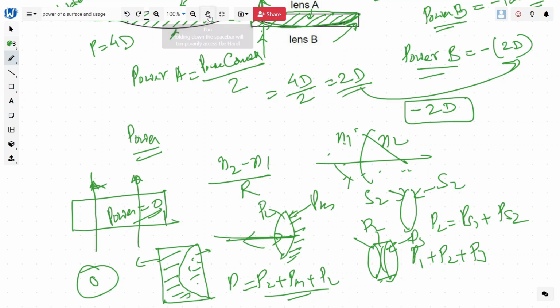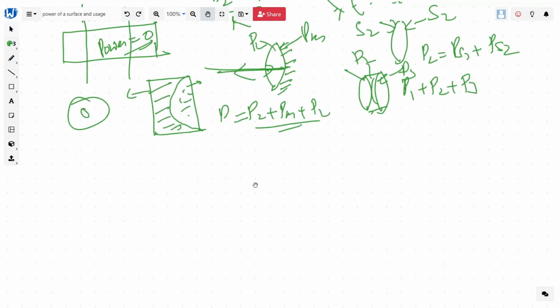So we'll solve more problems related to mirrors and lenses in our next video, but this is the important concept, and using this, you can solve a lot of problems.